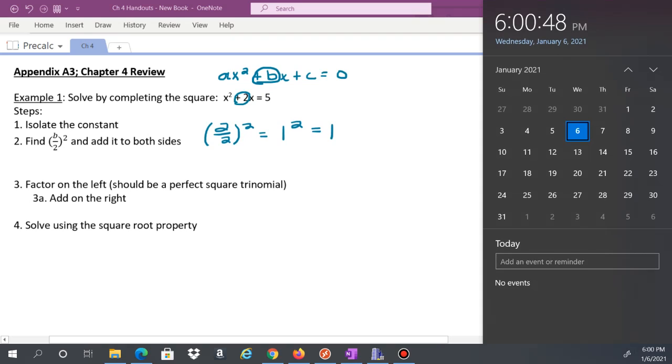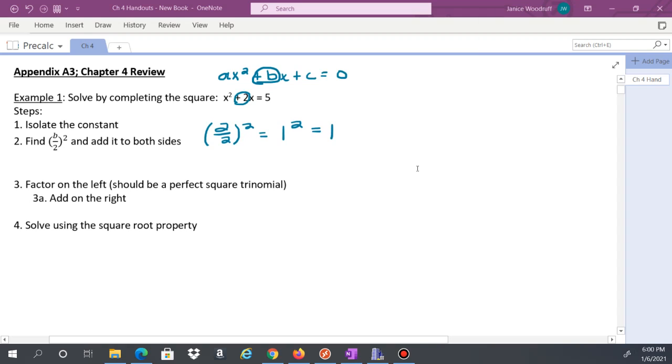Which means I am going to have x squared plus 2x plus 1, adding it on that side, and then on the other side I'm going to have 5 plus 1.